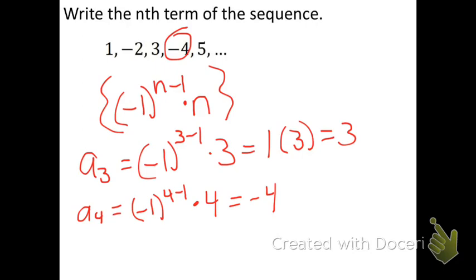So here's our sequence definition for the sequence 1, negative 2, 3, negative 4, 5. We're going to use this right here, negative 1 to the n minus 1 power times n. So if we need to alternate between positive and negative, we need to do a negative 1, and then you can do to the nth power or the n minus 1 power, whatever's going to help you get the negative and positive on the right term.